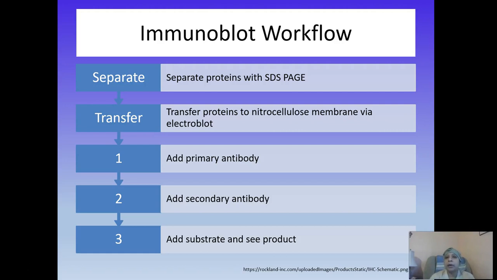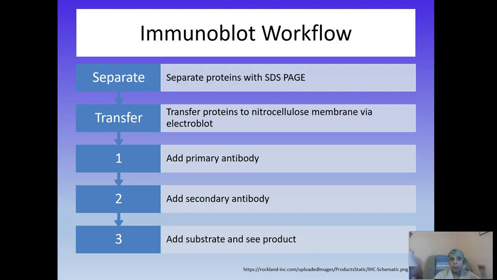So here, to remind you of the workflow, you have extracted your protein, quantified them, equalized them. You ran them on the SDS-PAGE to separate your proteins. You then transfer them to either the nitrocellulose or the PVDF membrane via the electroblot. Then you block it. Once you've blocked it, then you're ready to actually detect your proteins of interest using your specific antibodies. There are going to be two different steps for antibody. You're going to add a primary antibody. This is going to be specific to your protein of interest.